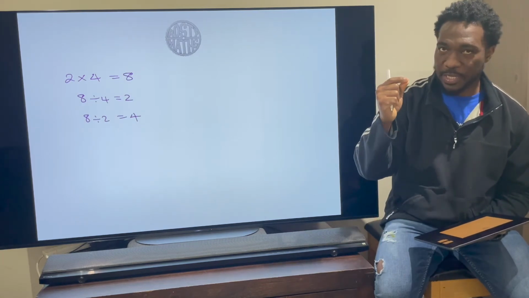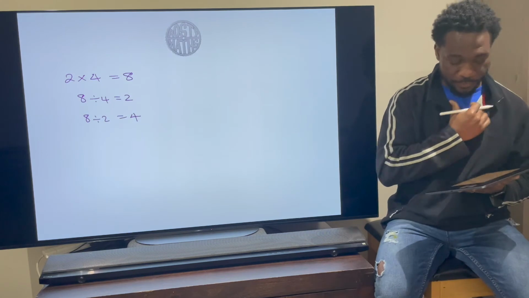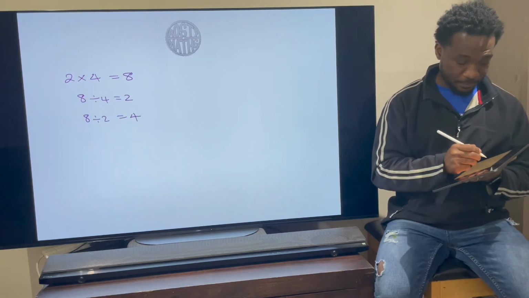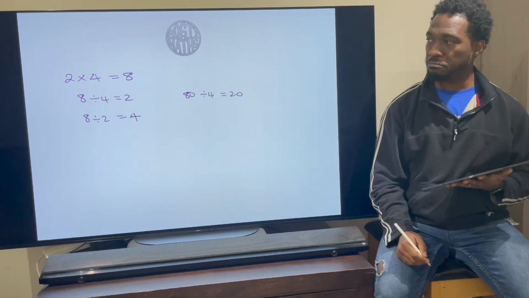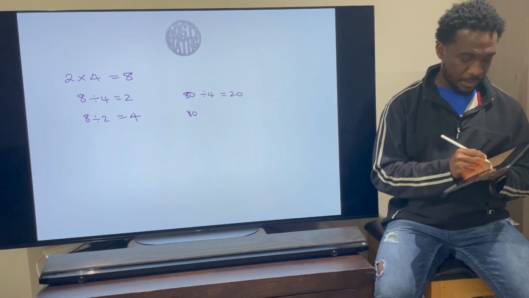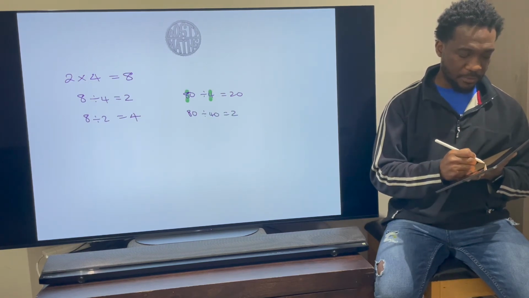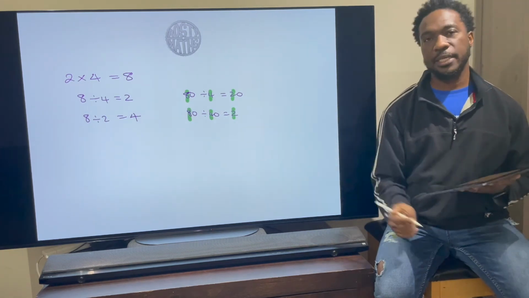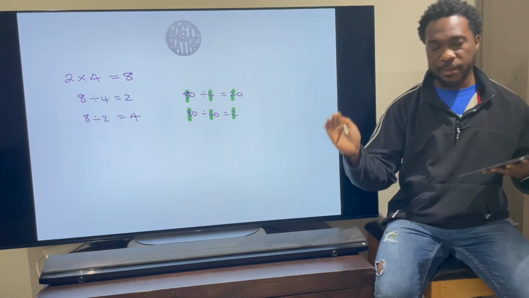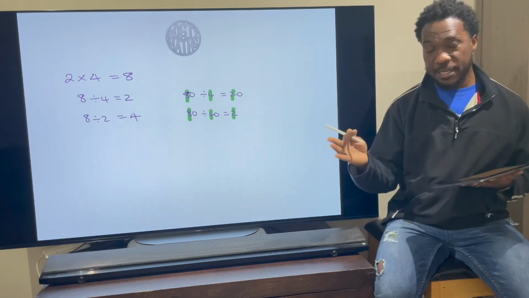This is the beauty of having base 10 numbers. They always seem to be hanging out with each other. Here's what else I know. So I also know that 80 divided by 4 has to be 20. I know that 80 divided by 40 has to be 2. So you can see that my 8, 4, and 2 are still there. My 8, 4, and 2 are still here. And I can change them interchangeably depending on what's going on. Okay, and that's as simple as that is.